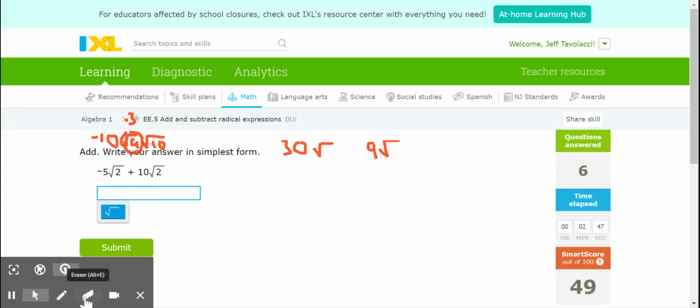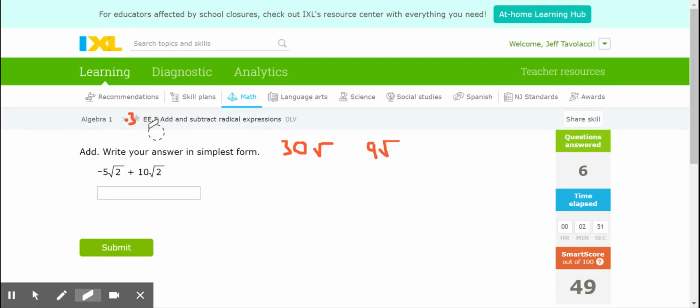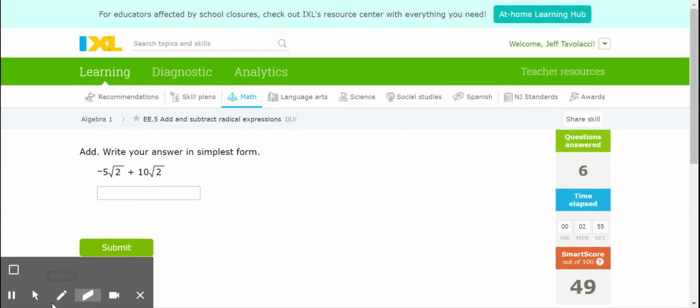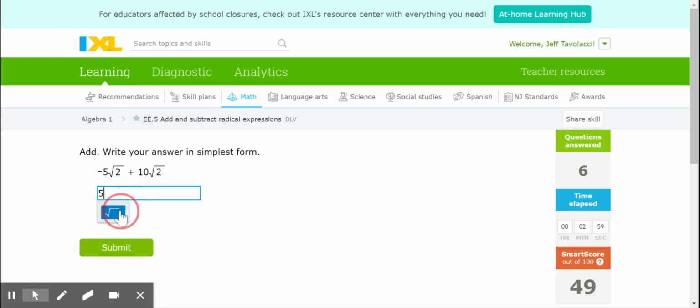Okay. Now we're back to plain vanilla stuff. We've got negative 5 square root 2 and 10 square root 2. Negative 5 plus 10 is going to be 5, and that's 5 square root 2.